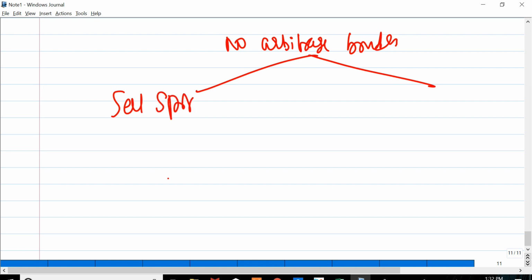Sell spot, buy spot. Sell spot and buy spot.